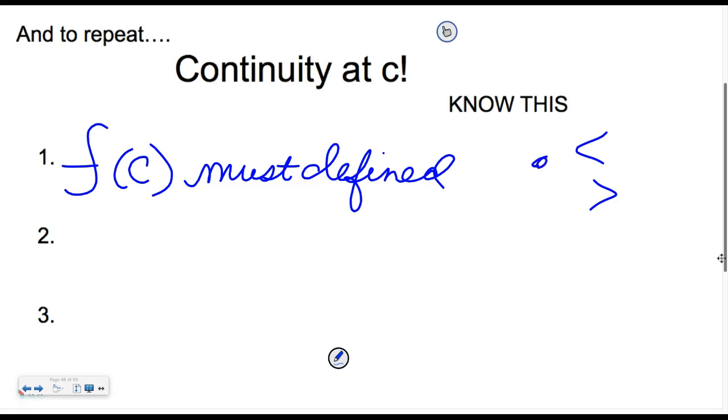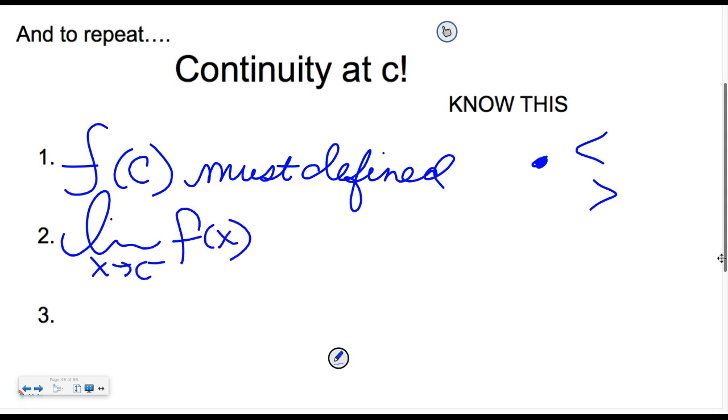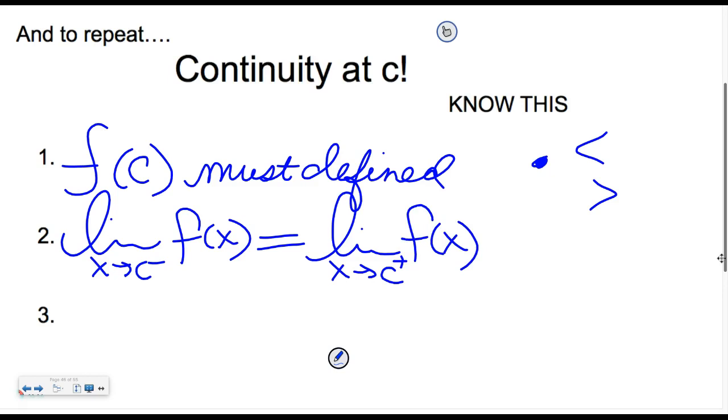Next, once I have that closed dot, the limit as I approach c from the left of the function, good notation, has to equal the limit as I approach c of the function from the right. What I'm saying is you better arrive at the same spot or you're going to have a jump discontinuity. The third one prevents this guy from happening. I'm defined at c, I have a limit at c, but I still have a discontinuity, right? So the last statement is the one that gets people.